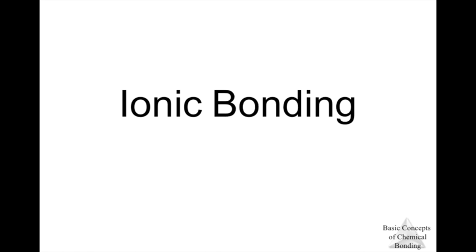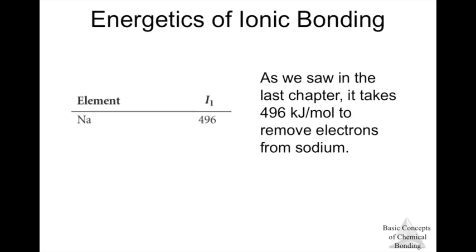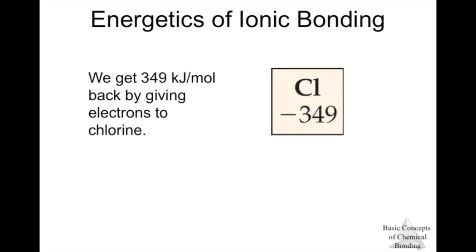So to begin with, the ionic bonding. So a little bit about the energetics, because this is kind of strange. So we saw before that when we talk about ionization energy, taking away an electron, right, to make an ion, it's a positive 496 kilojoules per mole to remove an electron from sodium. So you have to add energy to do that. And then we also saw that if you give an electron to something like chlorine, you get back 349 kilojoules per mole, so you get a negative number.